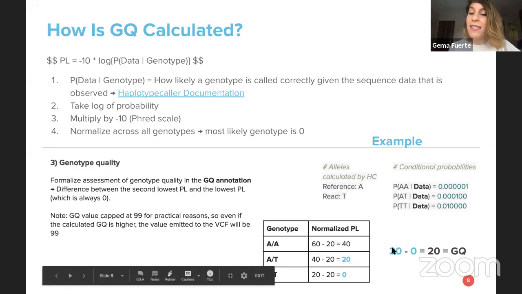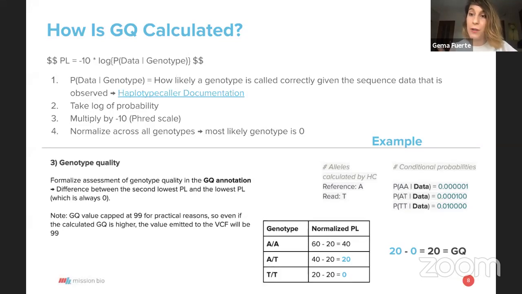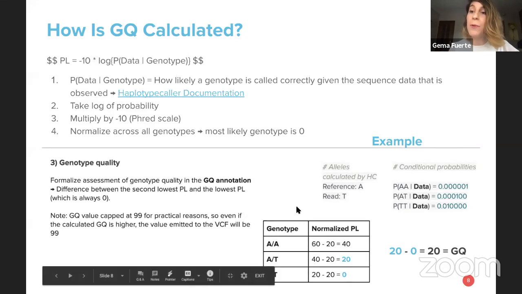So in this case, this variant will be filtered out because the genotype quality of this cell is 20. Ideally, you want a high difference between the most likely genotype and the second most likely genotype, because that will give you confidence that what you are calling is likely true. So that is for the first filter, which is the genotype quality.